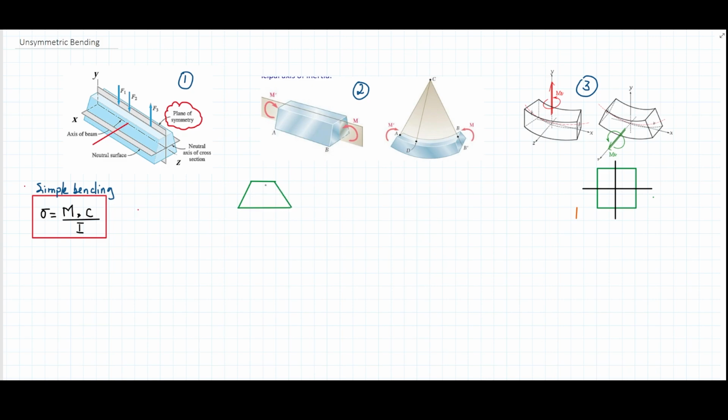So my planes of symmetry: I'm going to have just 1 plane of symmetry, this one here. But then there is not going to be another plane of symmetry, so just 1. So simple bending definition is like that.